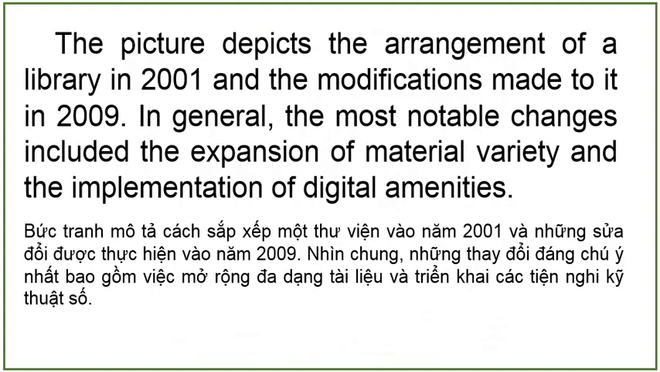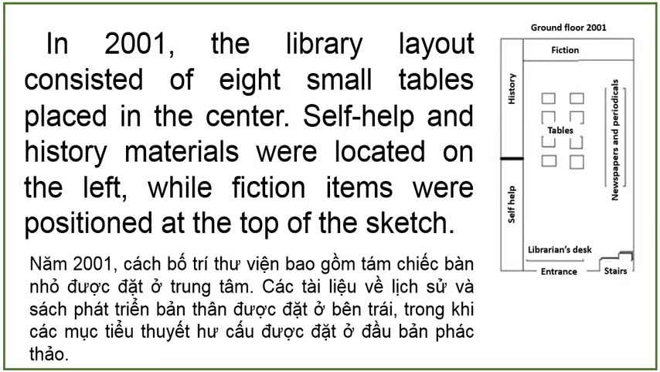The picture depicts the arrangement of a library in 2001 and the modifications made to it in 2009. In general, the most notable changes include the expansion of material variety and the implementation of digital amenities. In 2001, the library layout consisted of 8 small tables placed in the center.